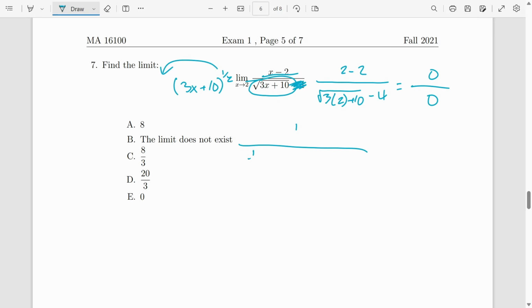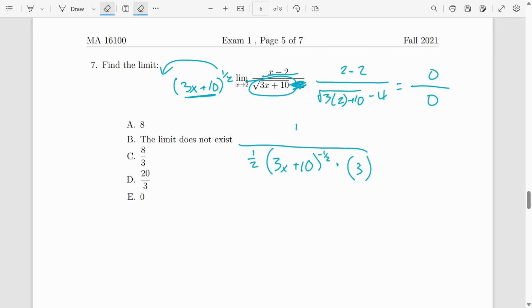So this now becomes 1/2 times 3x plus 10 to the negative 1/2 power, because 1/2 minus 1 is negative a half. And now, since we took the derivative of something that's not just a vanilla x, we took the derivative of this big thing here, we have to multiply it by the derivative of the inside, which is 3x plus 10. So the derivative of 3x plus 10 is just 3, because the derivative of 3x is 3, and the derivative of 10 is 0.